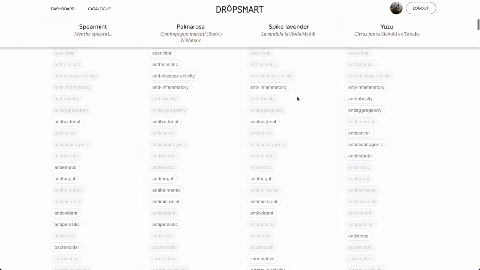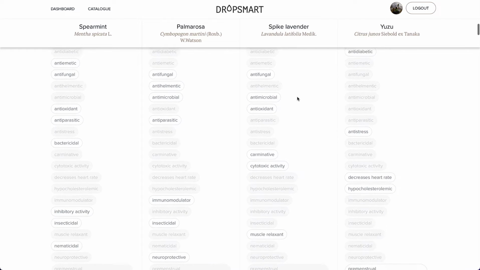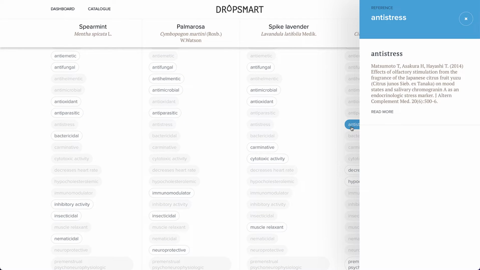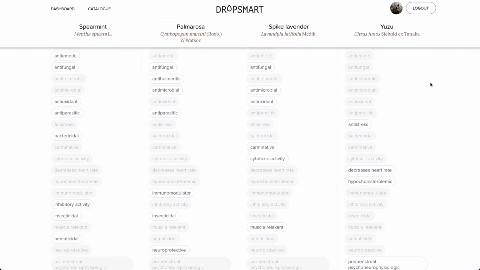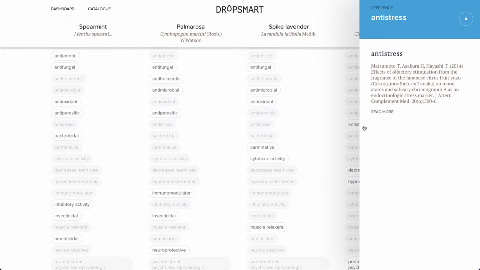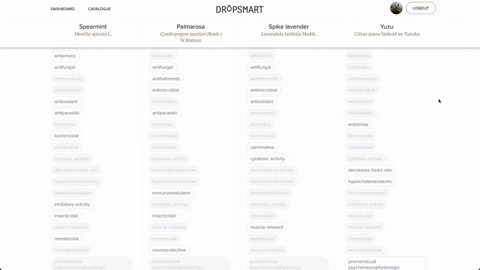And unfortunately, you will find that there is not much. Here it is anti-stress with yuzu, so that's very nice. We actually have scientific research done on yuzu that this would be a great oil for stress, and then you can go and read a little bit more about it, on which kind of stress this was tested.